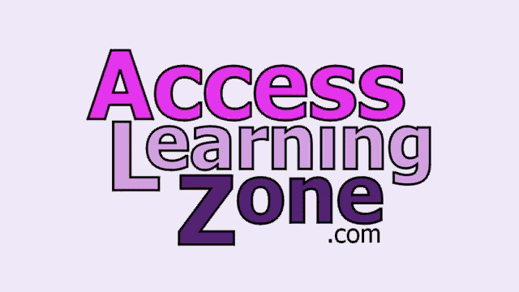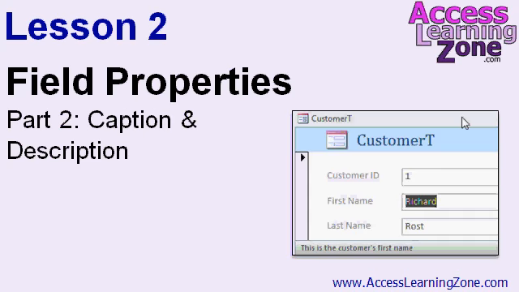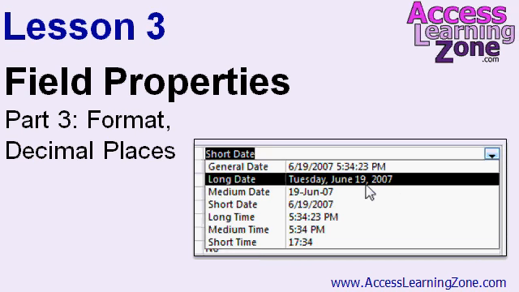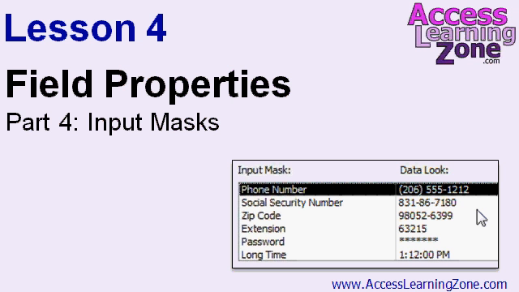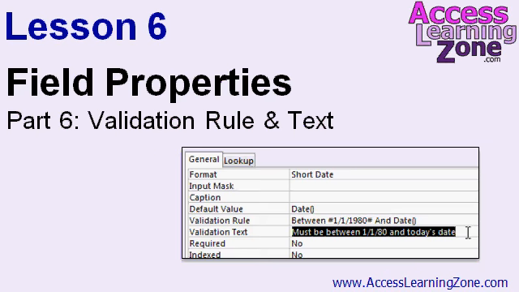Now let's take a closer look at exactly what's covered in today's class. In Lesson 1, we're going to begin looking at field properties. We'll start with field size. In Lesson 2, we'll talk about the caption field property and the description of a field. In Lesson 3, we're going to learn about the format and decimal places properties. In Lesson 4, we're going to learn about input masks. In Lesson 5, we'll learn about the default value property. In Lesson 6, we're going to learn about the validation rule and validation text properties.